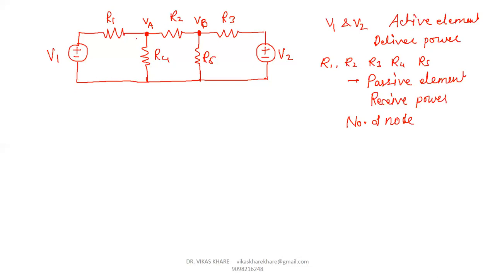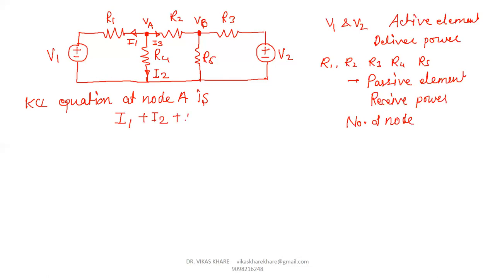At node A, we consider all the currents as outgoing: I1, I2, and I3. So the KCL equation at node A, considering all directions outgoing, is I1 plus I2 plus I3 is equal to 0.